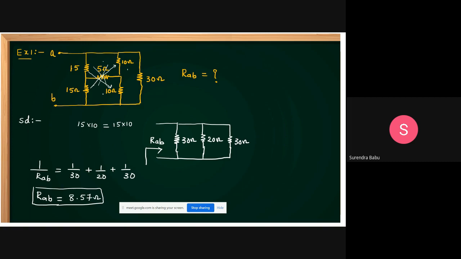Here there is a delta, here also one delta. Then you can convert into a star, then you can simplify that. You go for that procedure. Later on I will give that problem also. I think you understand this one. It's okay. Then one more question I'm framing here. Please concentrate.